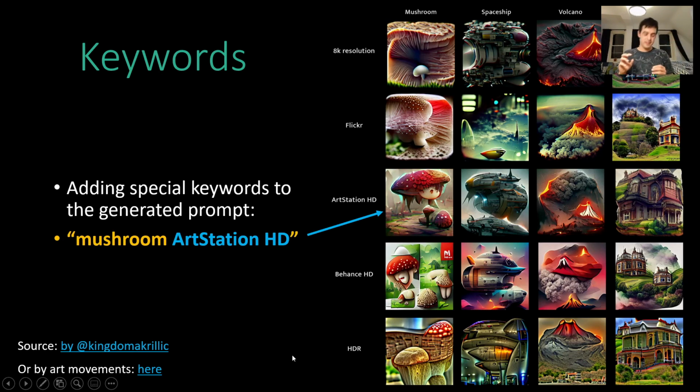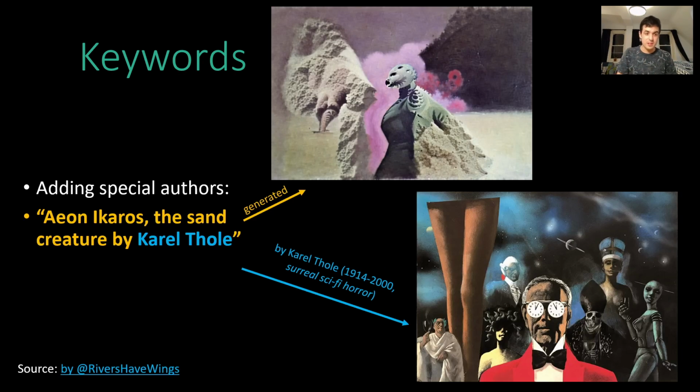You can also almost prime these prompts with some art movements. So you can say in the style of Impressionism, and it will start making images of a mushroom in the style of Impressionism. Furthermore, you can actually add special authors. This is an example by Rivers Have Wings, who is one of the authors of the original notebooks, interacting with this whole field until now. And this is also quite recent, I think.